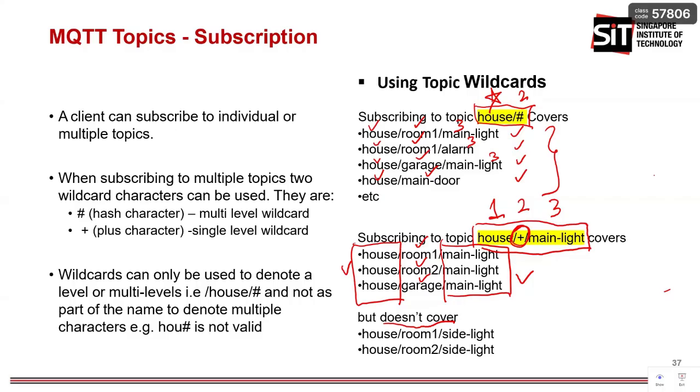Why is this so? Because although the first level house is valid, the second level has the wildcard, so it doesn't matter whether it is room 1 or room 2. Level 2 is okay because we have the single level wildcard. But the third level, side light, is not okay because our third level has to be main light. This bit of wildcard usage really requires some time to digest, to understand multi-level wildcard usage and single level wildcard usage.